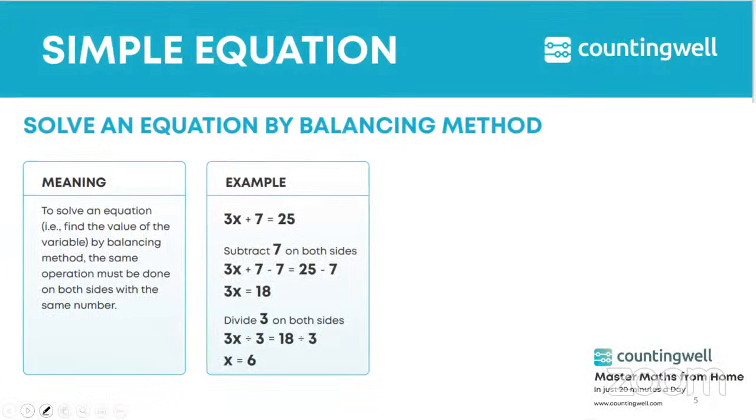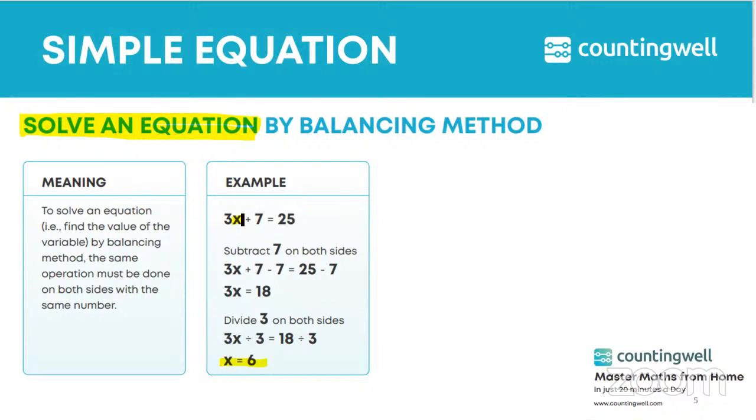Now let us see how to solve an equation by balancing method. Solving an equation means we have to find the value of the unknown variable involved in that equation, such that if we substitute that variable by that value, the statement is satisfied.